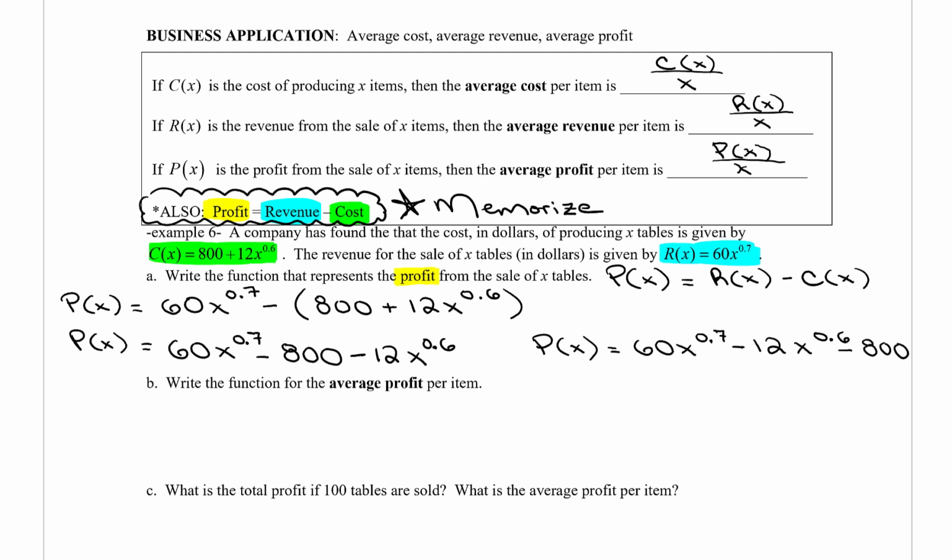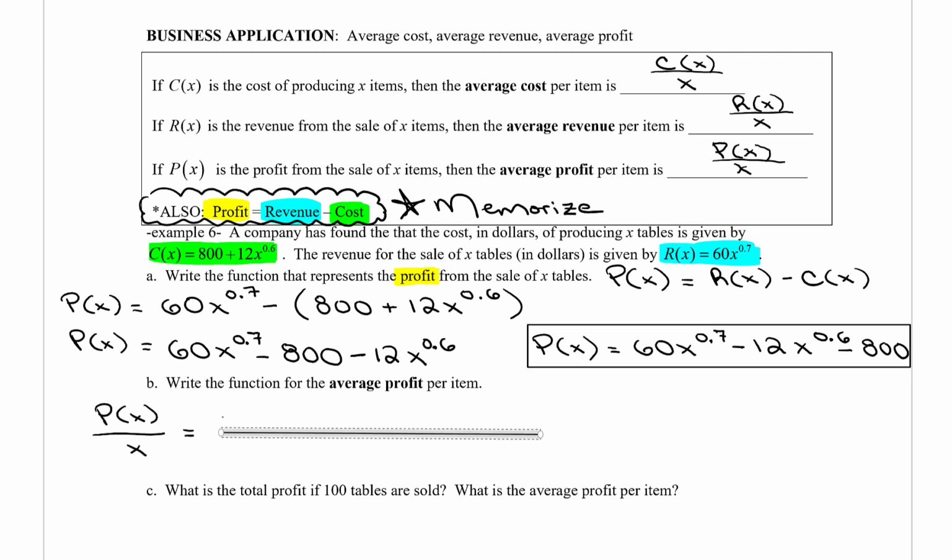B, write the function for the average profit per item. This is going to be P of x divided by x, which is going to be equal to 60x raised to the 0.7 power minus 12x raised to the 0.6 power minus 800, all divided by x. And we're going to box that in.